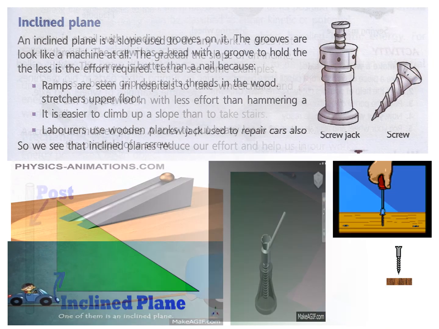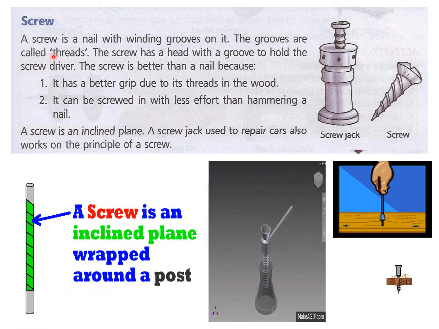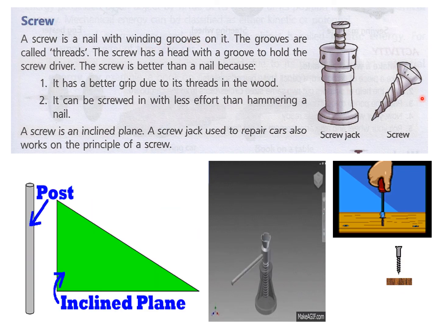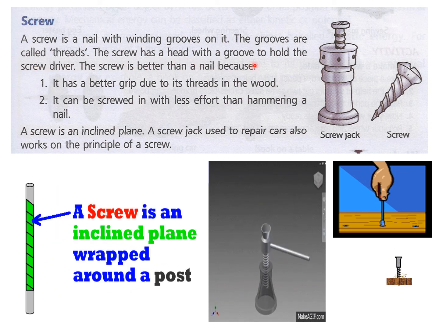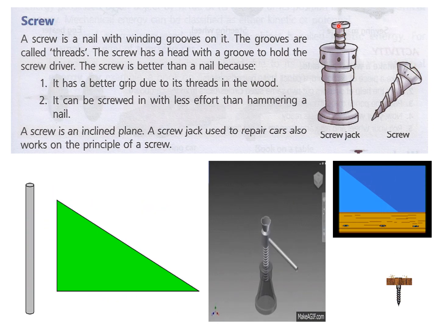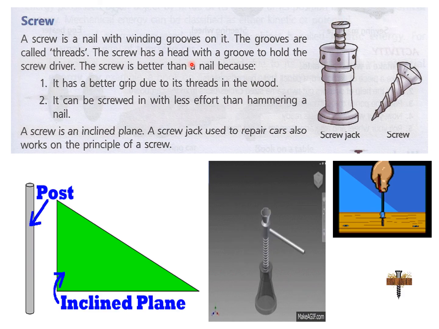Now the next simple machine is a screw. You know, a screw is a nail with winding grooves on it. These are the winding grooves. The grooves are called threads. The screw has a head with a groove to hold the screwdriver. You can see this groove here on the head of the screw. These two lines you can see, in which you put the screwdriver.